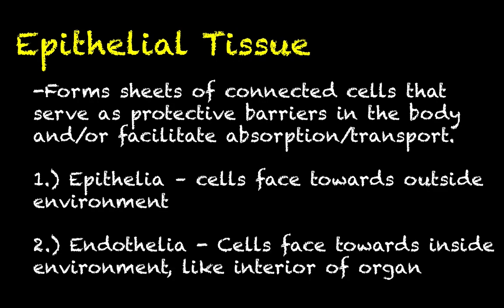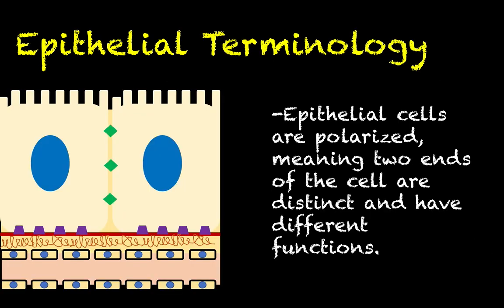And then you have what are called endothelial cells. These are very similar, except the difference here is that these cells face towards an inside environment, like the interior of an organ, the interior of a blood vessel, things of that nature. But otherwise, their function and their structure tend to be very, very similar.